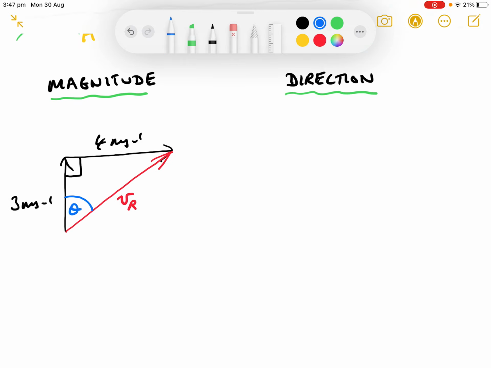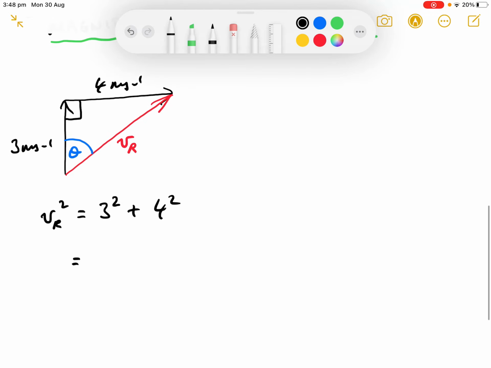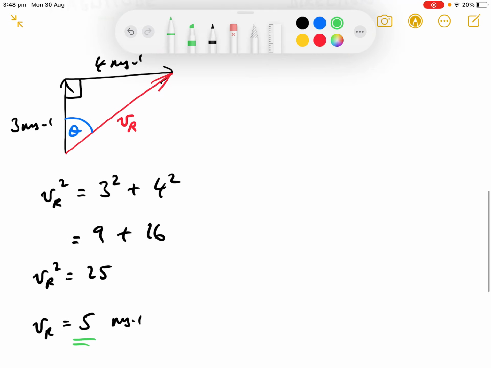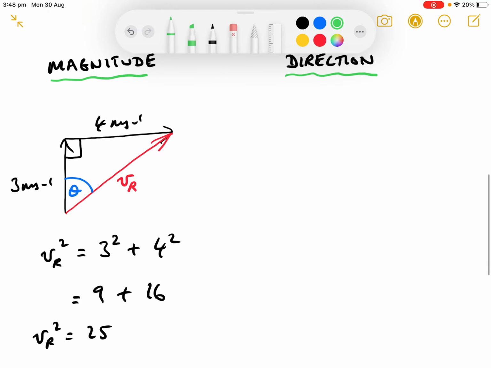So to calculate the magnitude of VR, we can say VR squared equals 3 squared plus 4 squared. So that's equal to 9 plus 16. So VR squared is 25. And I've deliberately chosen nice easy numbers here, giving me a resultant of 5 meters per second. I'm just keeping the significant figures very simple here to avoid any additional layers of working.